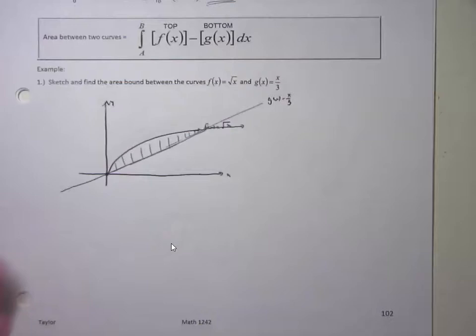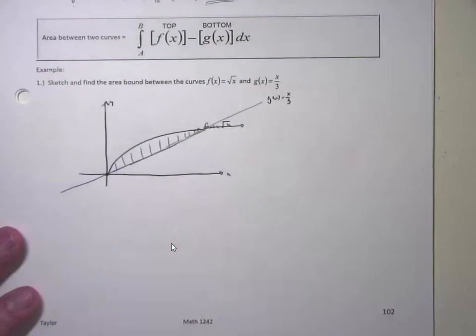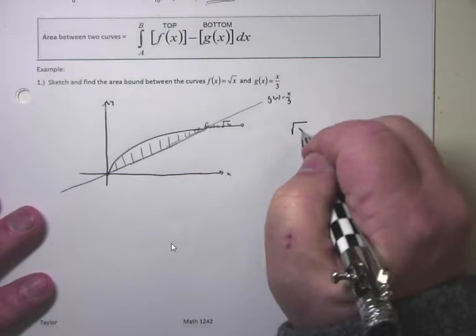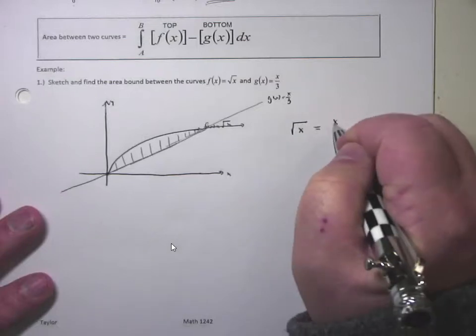And as you look at this region, I clearly see I have a top part of my equation and a bottom part of my equation. But the other thing that I need is the points of intersection. So to find the points of intersection, you're going to set the equations equal to each other. So the square root of x is equal to x divided by 3.